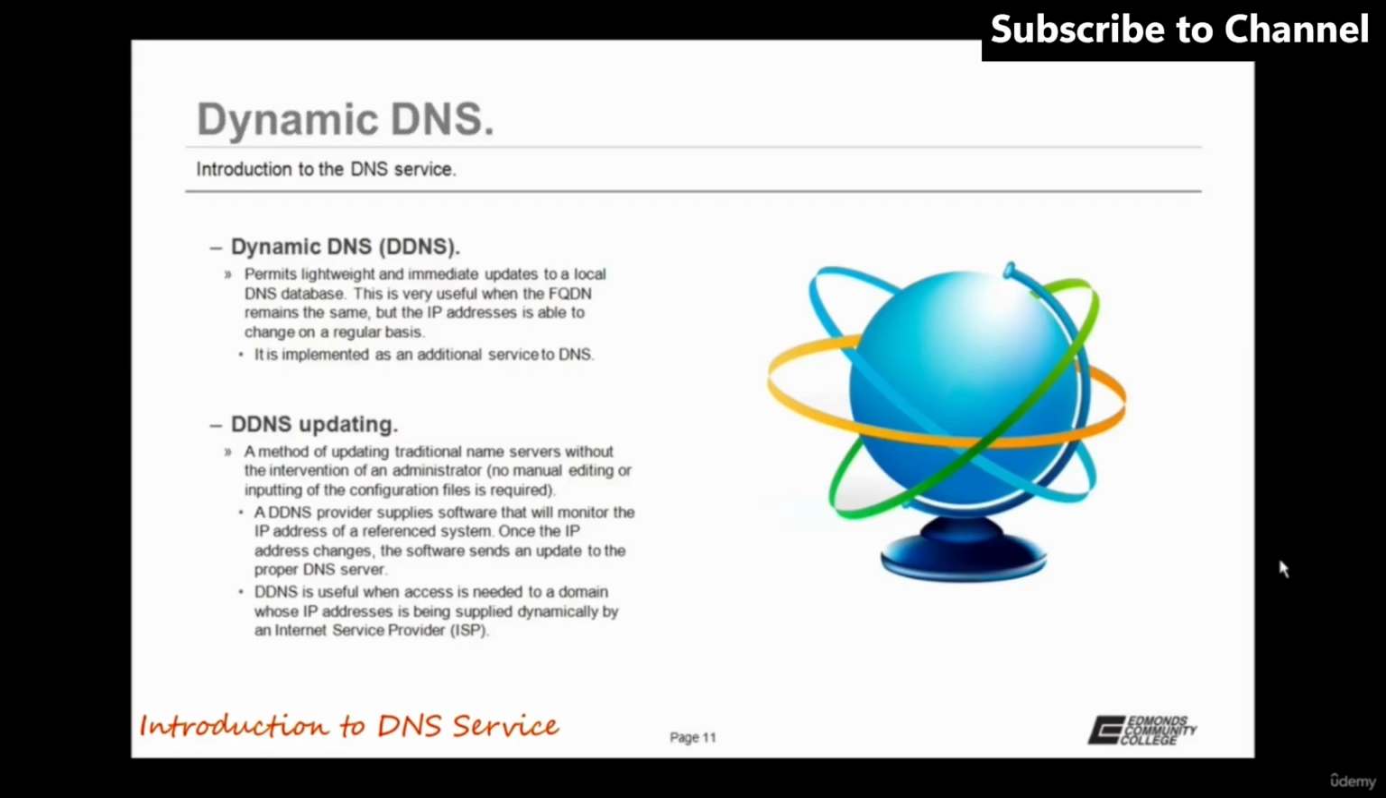DDNS is useful for when access is needed to a domain whose IP address is being supplied dynamically by an ISP, or Internet Service Provider. That way the IP address can change, but people can still get to the service that they're looking for.